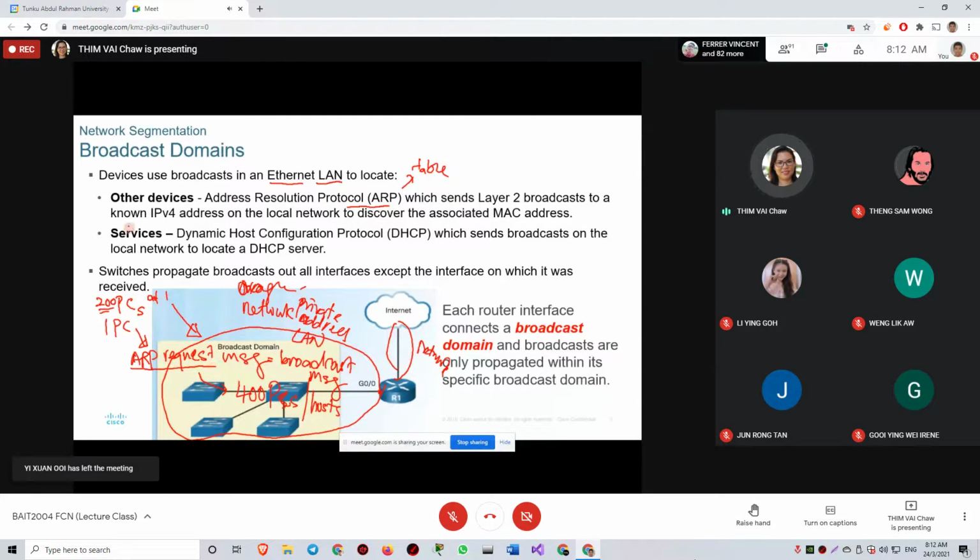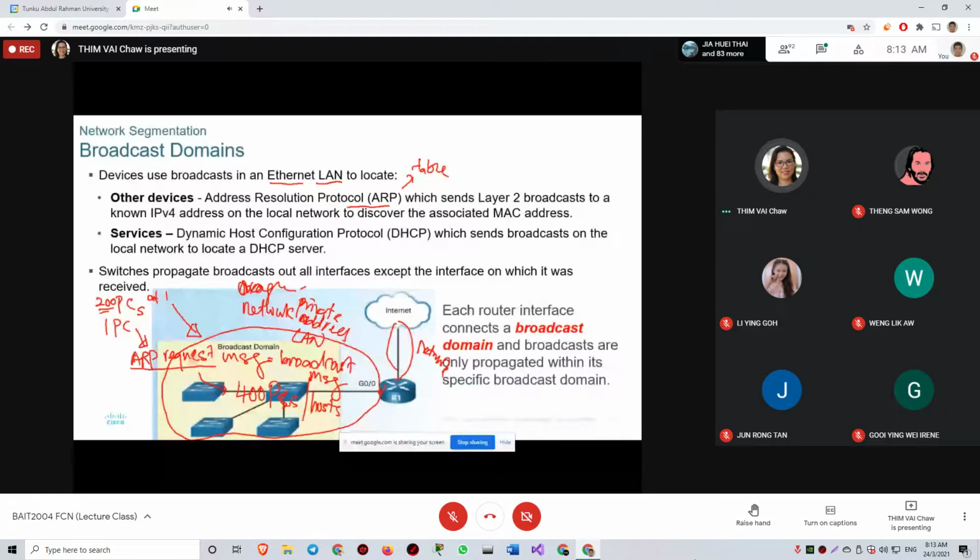So that's why devices use broadcast in the Ethernet local area network for ARP, using the IPv4 address on the local network to discover the MAC address. That is one part. You have a problem of resolving the addresses.